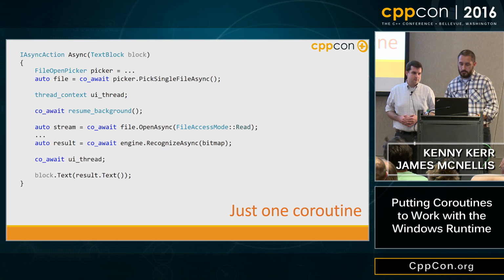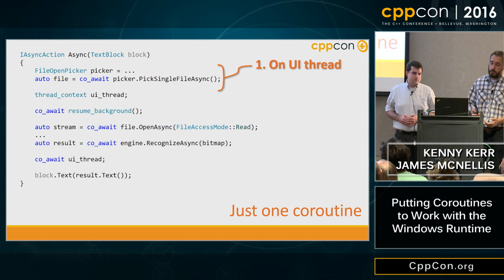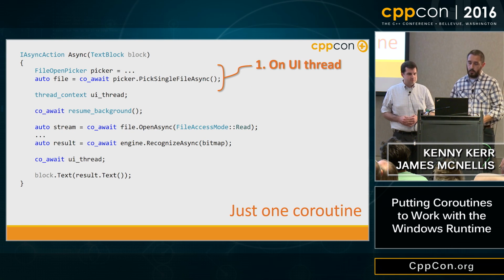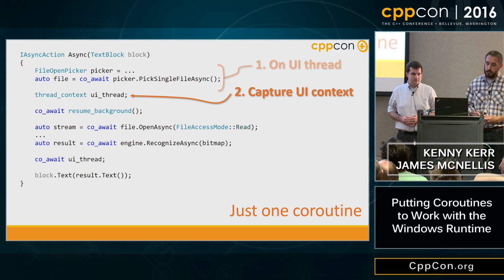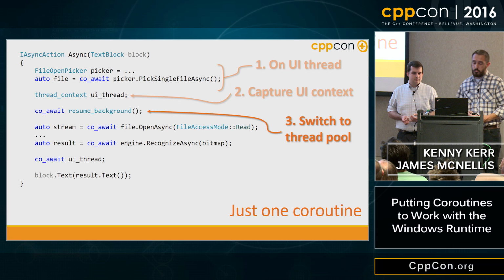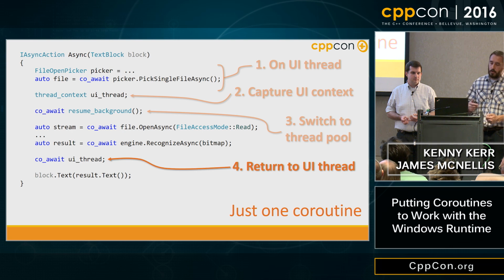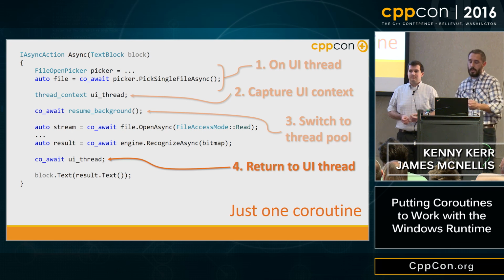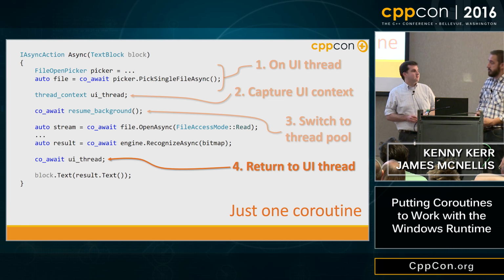So how would we use this? Well, here's an example. First, we start off on the UI thread. We use the file open picker. We then capture the UI context and immediately switch to the thread pool. We do some work in the thread pool, and then we can return to the UI thread simply by co_awaiting on that UI thread context, and we finish the job. Done. This is going to make my on-click handlers a lot simpler, I think.